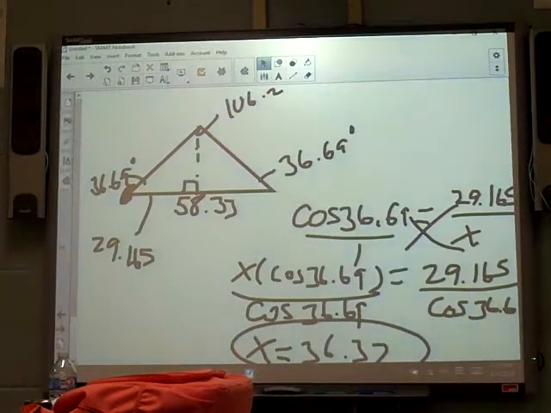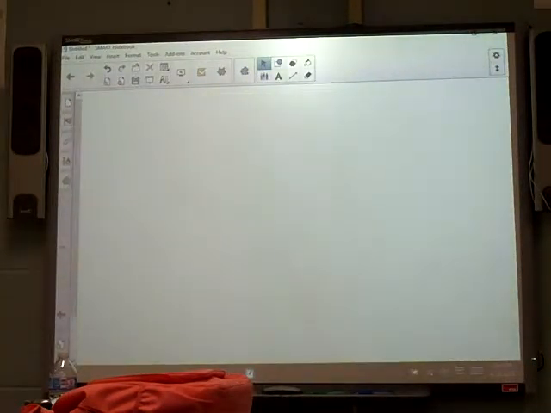Alright, number 16, another true-false one. This one doesn't say equal though, it says less than. So I hit tangent of 65 on my calculator and I got 2.14, and it's supposed to be less than. I hit tangent of 10 and I got 0.17. That is false. Nothing to that.